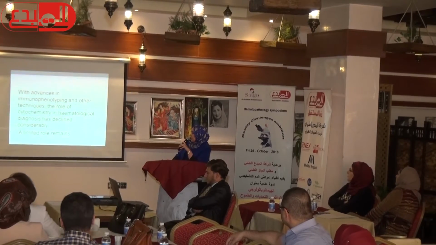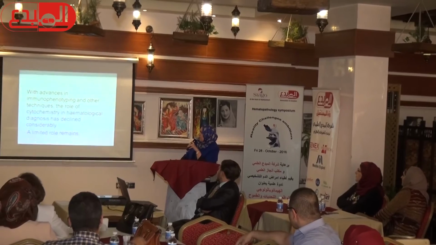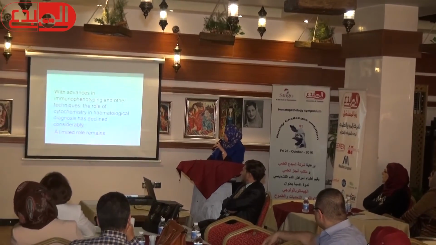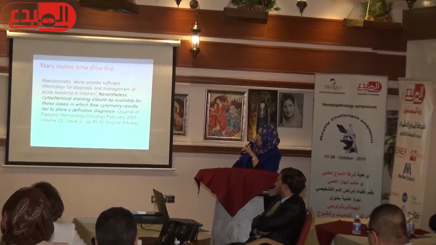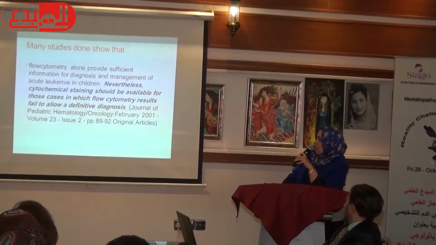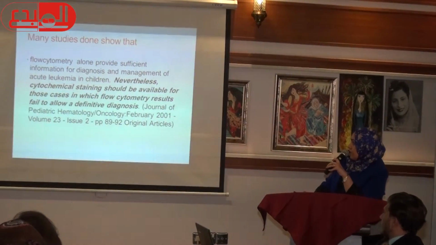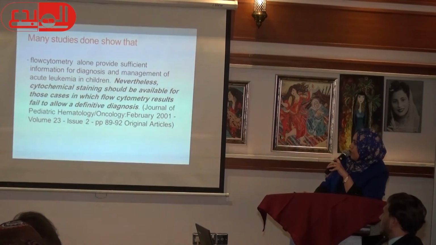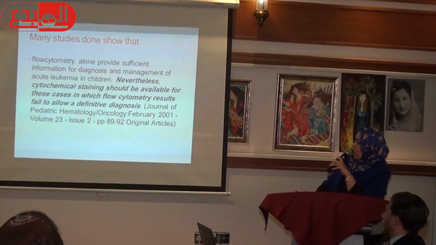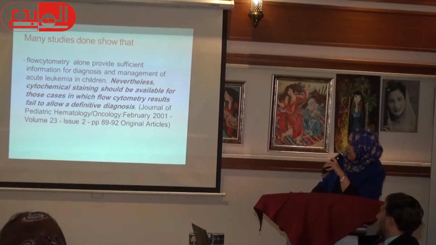Hematological diagnosis has declined considerably. A limited role remains. Many studies show that flow cytometry alone provides sufficient information for diagnosis and management of acute leukemia in children. Nevertheless, cytochemical staining should be available for those cases in which flow cytometry results fail to allow a definitive diagnosis.